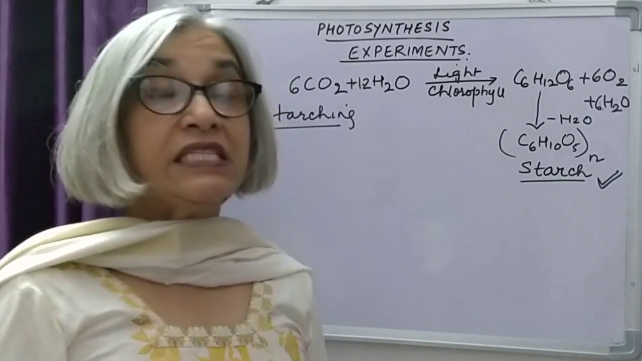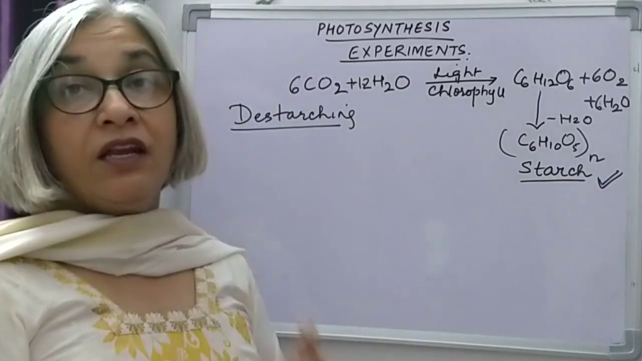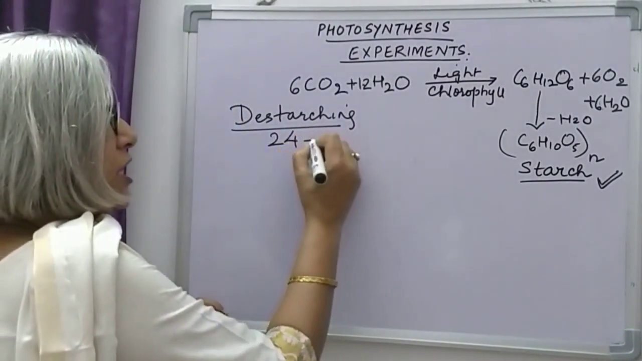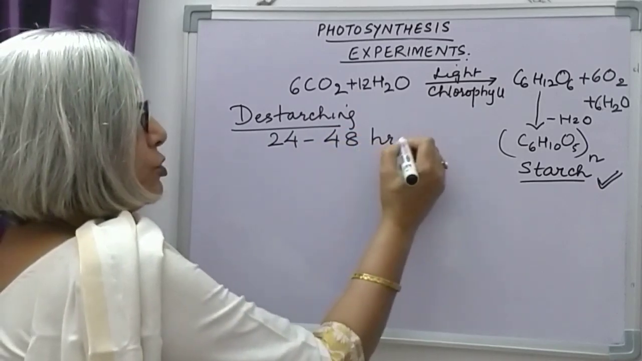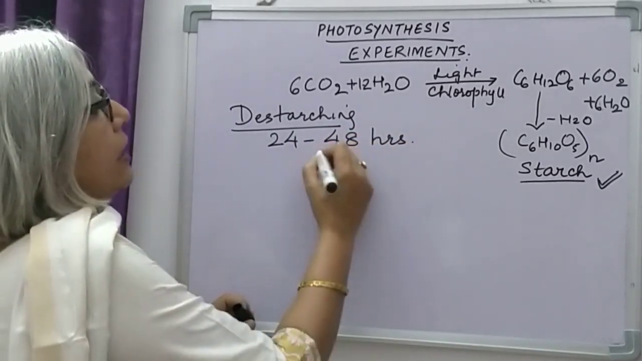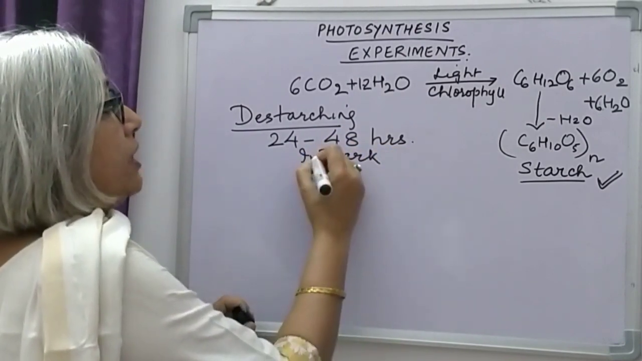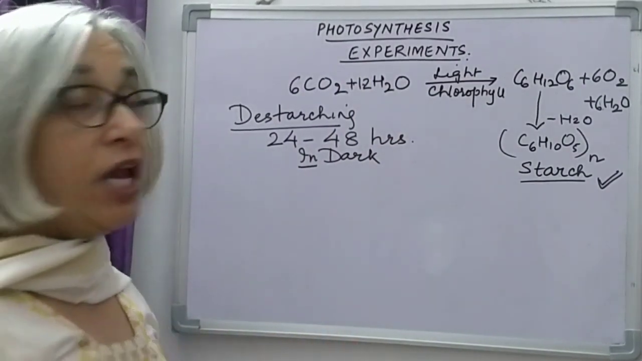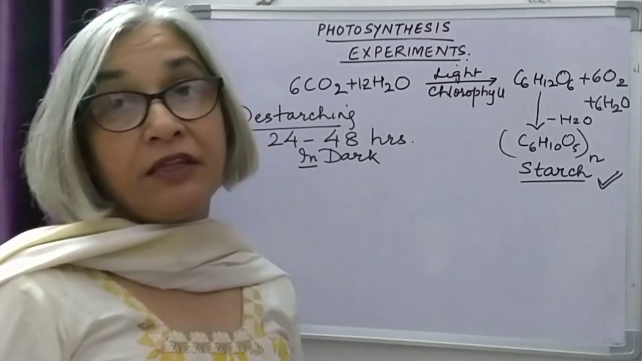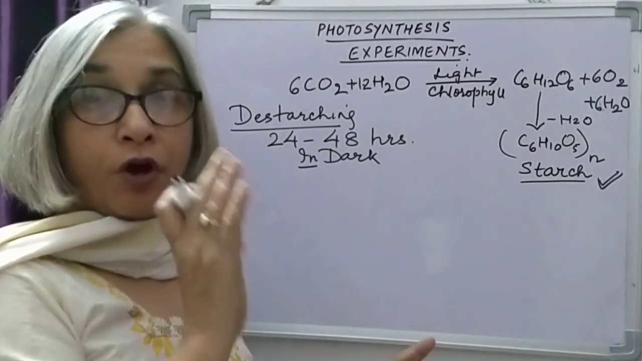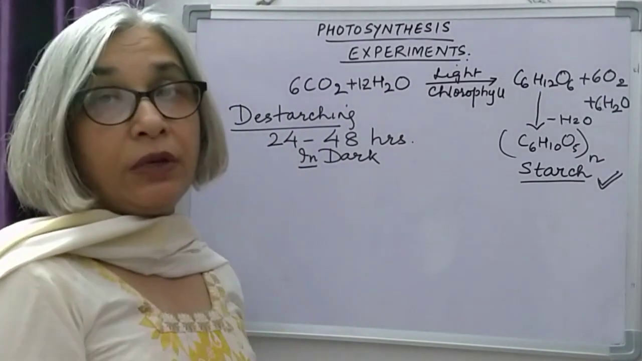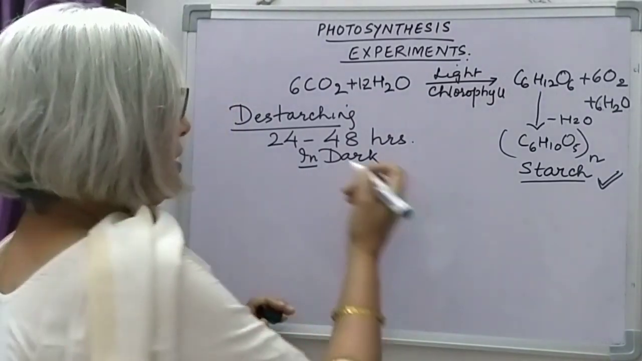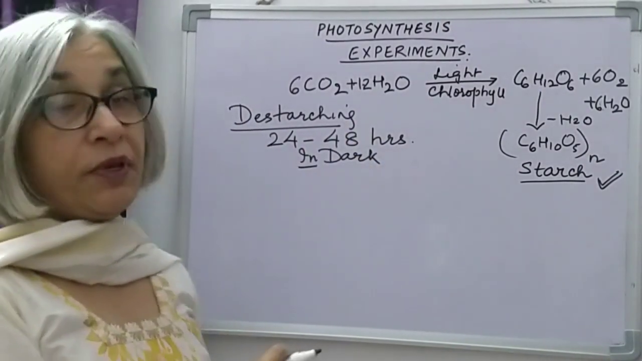So how is destarching done? I have told you what is destarching. Now how is destarching done? Destarching is done by keeping a plant in dark for 24 to 48 hours. The plant is kept in dark. In dark means it is not getting light, so it will not be able to synthesize more starch, and the starch that was already present in the plant will be removed from that organ, from the leaf, and will be translocated or stored in the storage organs. That is removal of starch before the experiment.